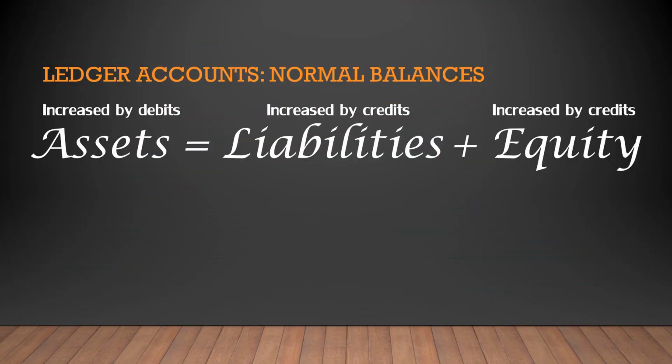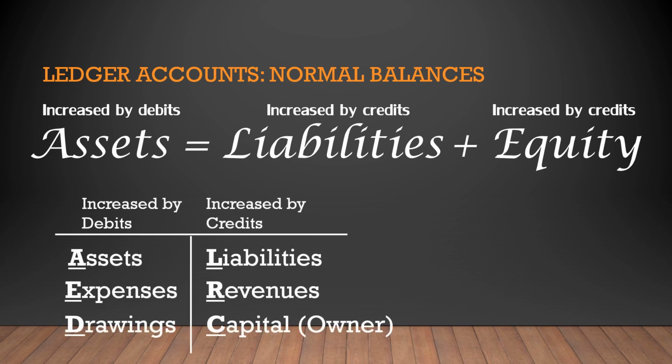Before we move on to our example, I'd like to touch upon normal balances. A normal balance is just what type of balance do we expect an account to have, a debit or a credit. An account's normal balance is going to be whichever side records its increases. That mnemonic will come in handy here. Assets, expenses, and the owner's drawing account are all increased by debits, so we expect them to normally have a debit balance. Liabilities, revenues, and the owner's capital account are all increased by credits, so we expect them to normally have a credit balance.